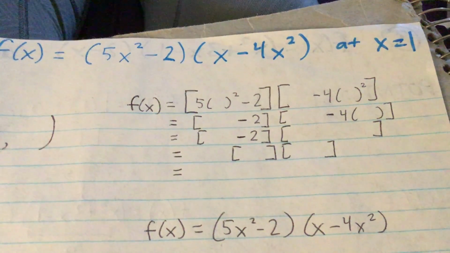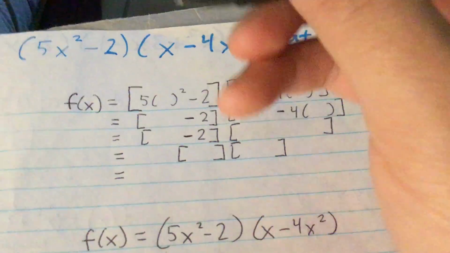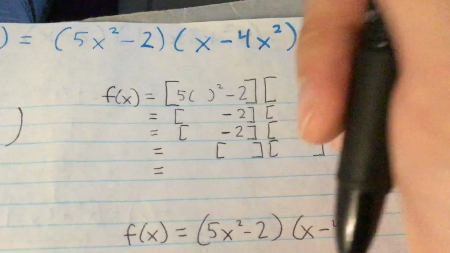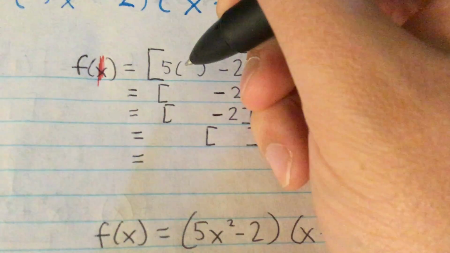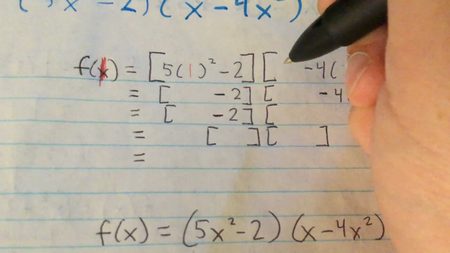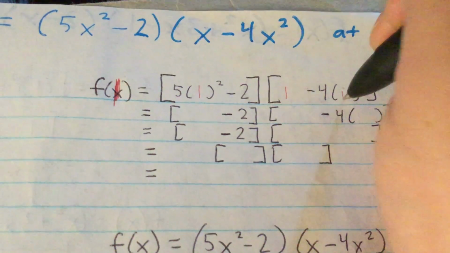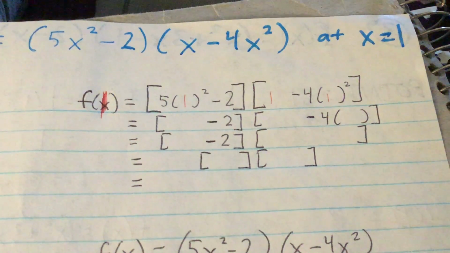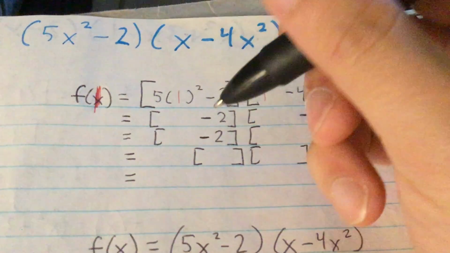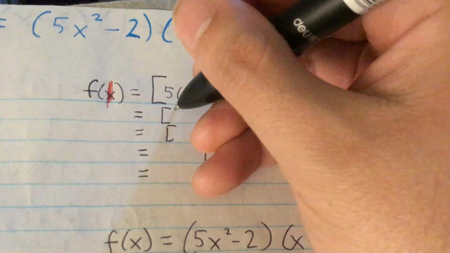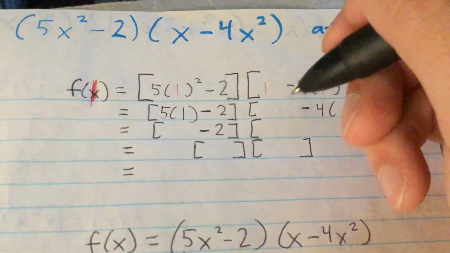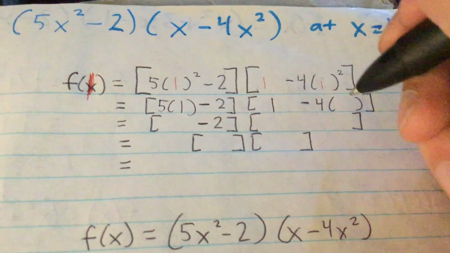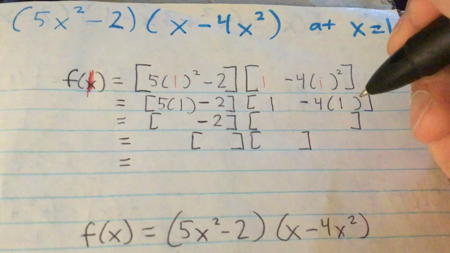Well, first things first, we need a point. So in other words, I need f of 1, which means I plug in x equals 1 for every input of the function. All right, 5 times 1 squared, well, just to be thorough, 5 times 1. And then I've got 1 minus 4 times 1 squared, which is 1.